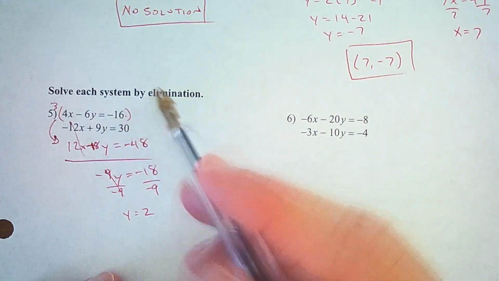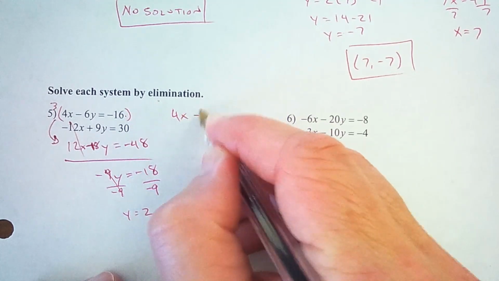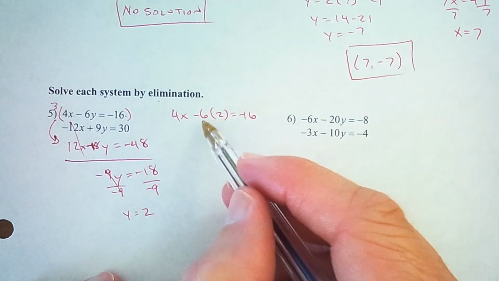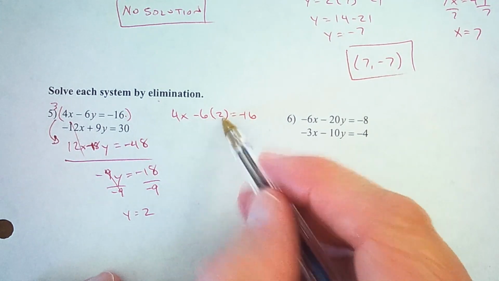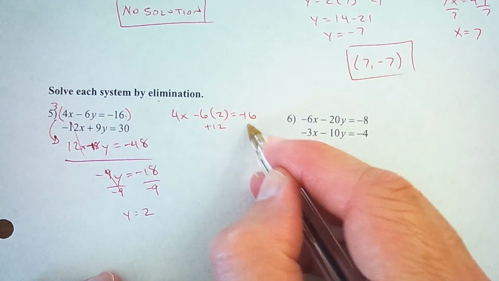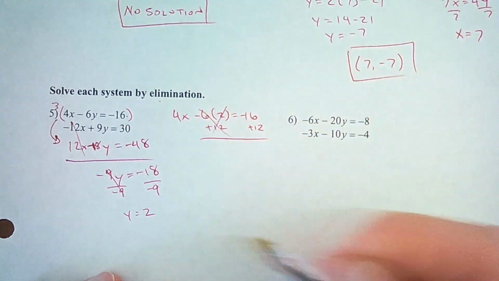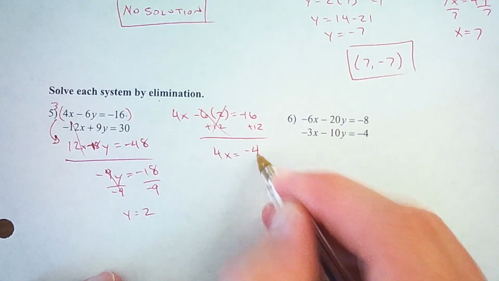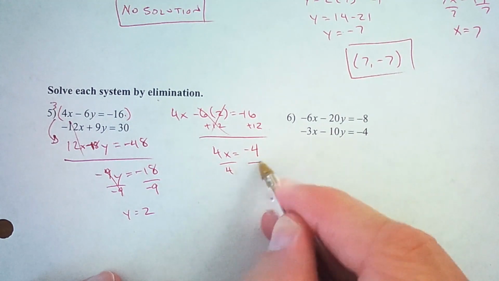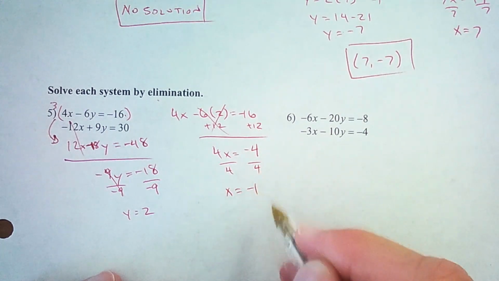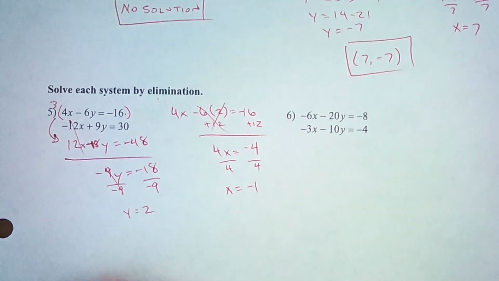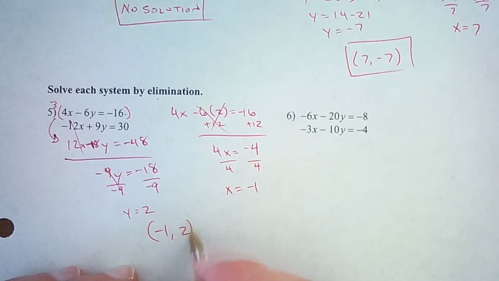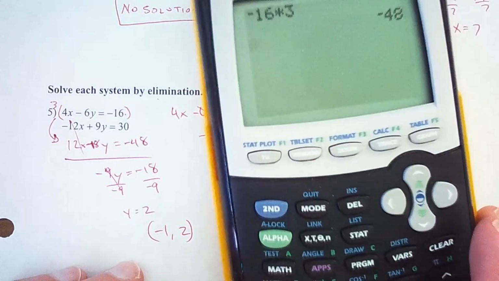I'll go with this top equation, 4x minus 6 times 2 equals negative 16. Negative 6 times 2 is negative 12, so if I add 12 to both sides, I'll cancel that out. 4x equals negative 4, and when I divide by 4, I get x equals negative 1. Okay, so the point of intersection should be negative 1, 2, and we'll check that.